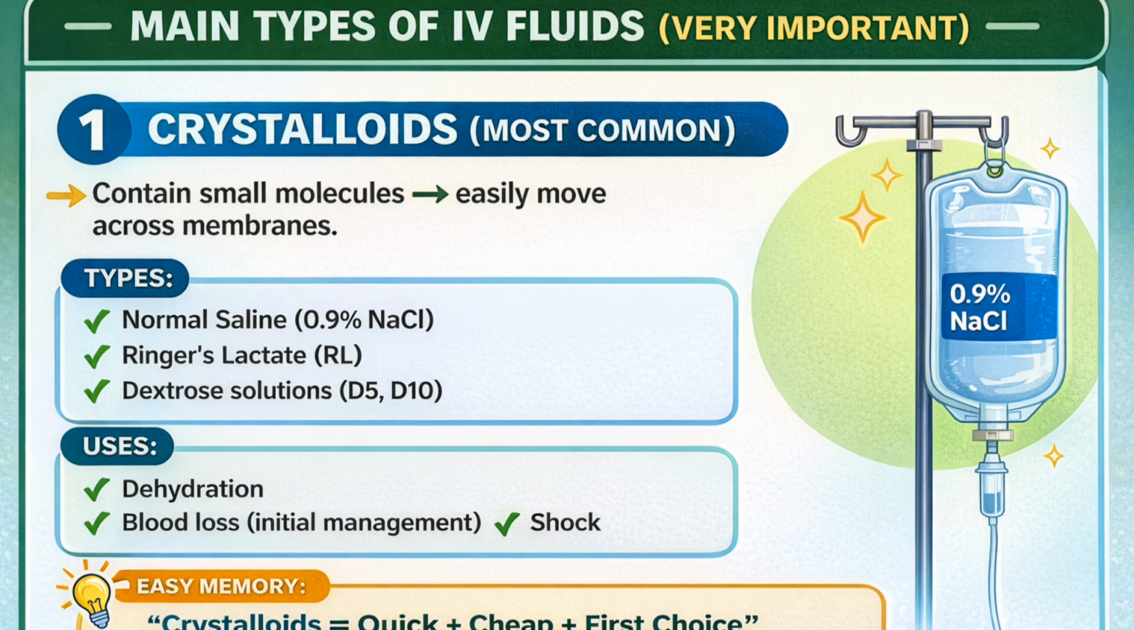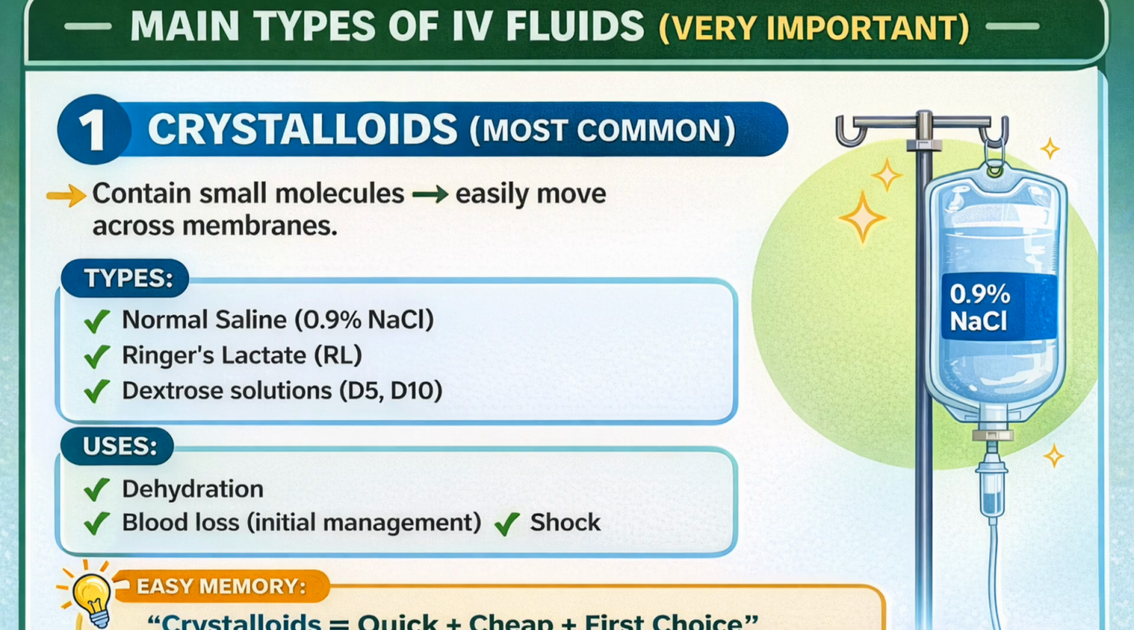It is one of the classifications of IV fluids. Crystalloids contain small molecules, so they move easily across your membranes and blood vessels. There are 3 types. First one is normal saline, the most common IV fluid we see in the bedside setup. Second one is ringer lactate, and third one is the dextrose solutions, that is 5D and 10D.